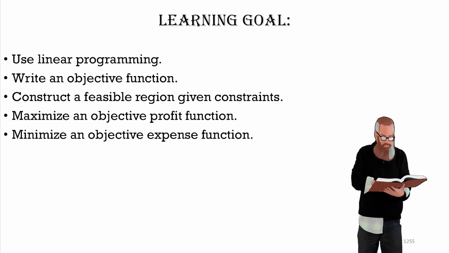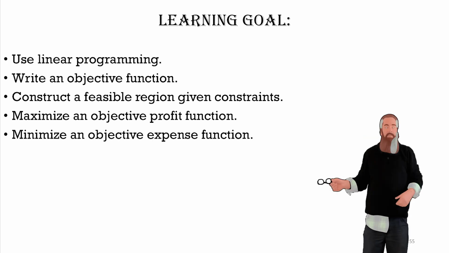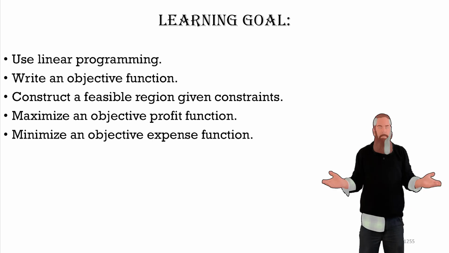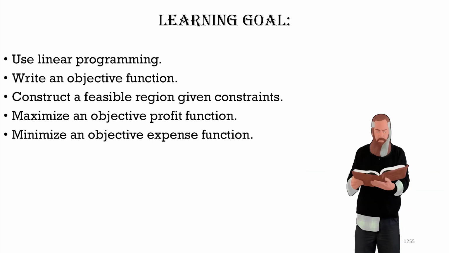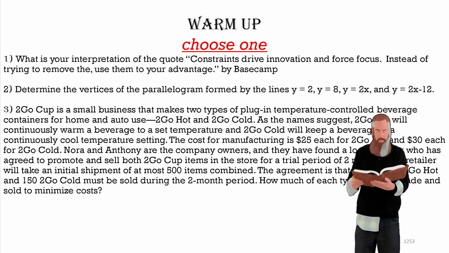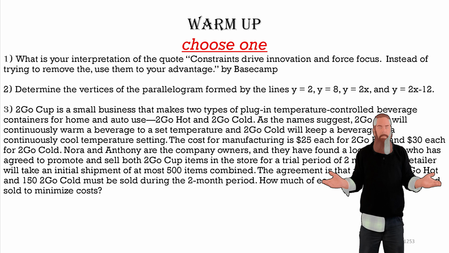We're going to write an objective function. We're going to construct a feasible region given constraints. We will maximize an objective profit function, and we will minimize an objective expense function. All to answer the question, what is an optimal outcome? Before we get into it, let's take a look at warm-up number 2.